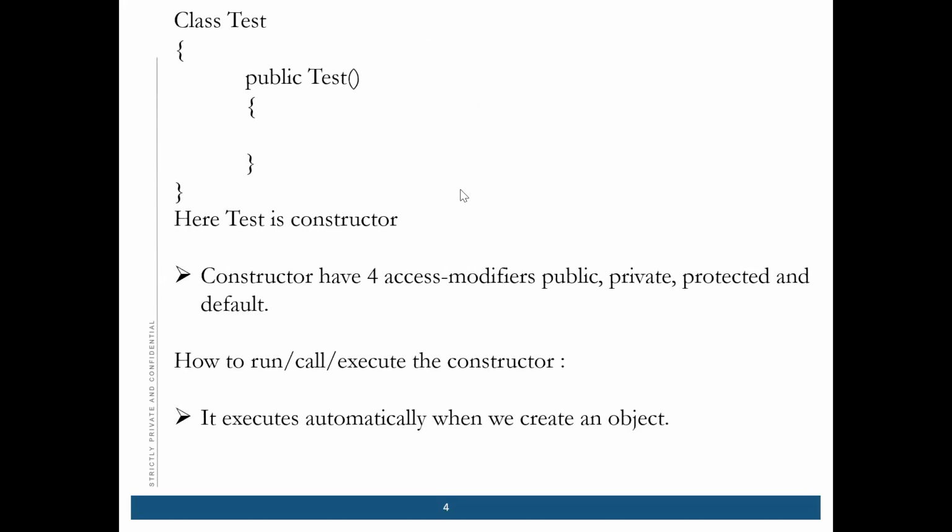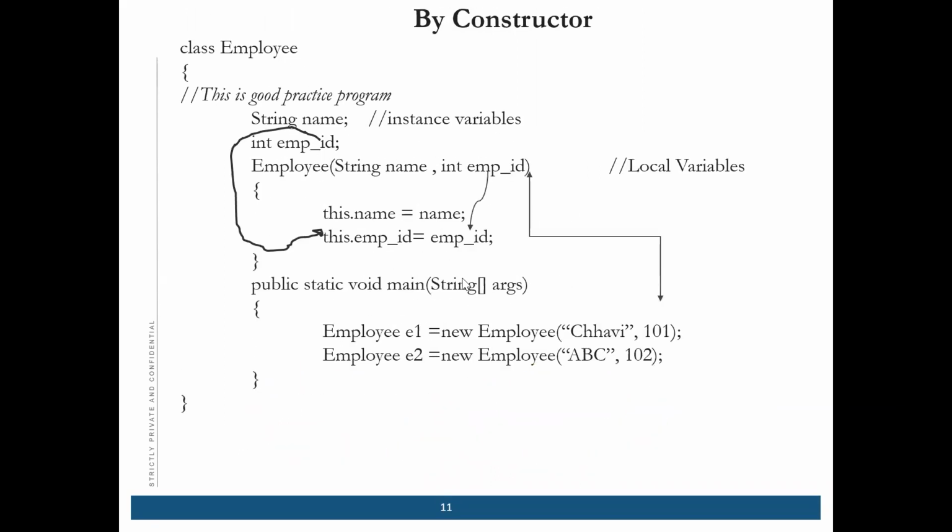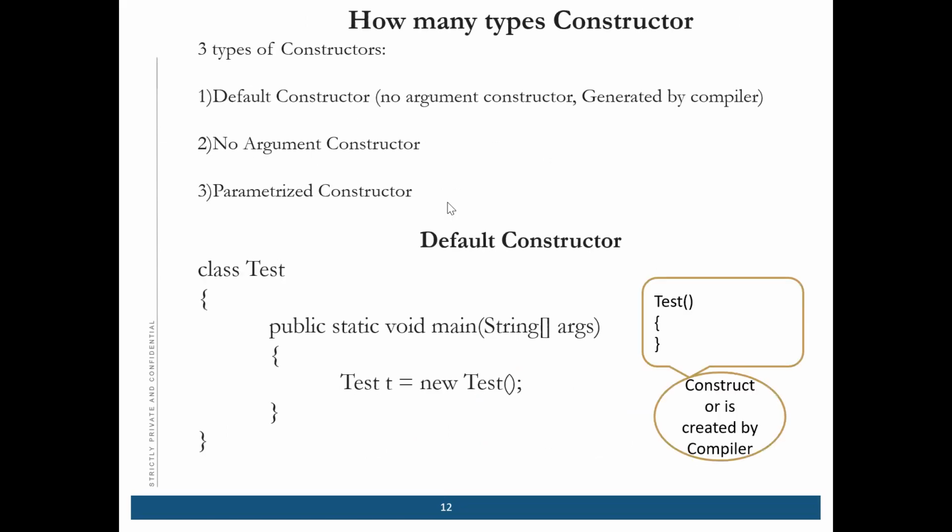Now we come to how many types of constructor there are. We have not covered that part. This we have covered, so this is how we initialize the values of the instance variable. Now, how many types of constructor are there? Basically there are three types of constructor. Default constructor, which doesn't have any argument and is already generated by the compiler. So these are the default constructor, no argument constructor, and parameterized constructor.